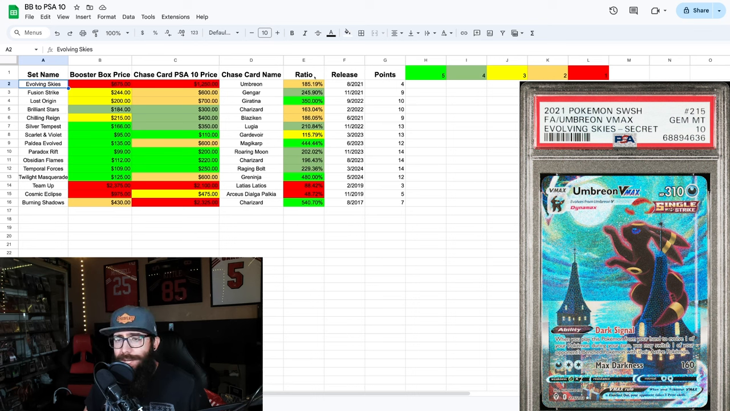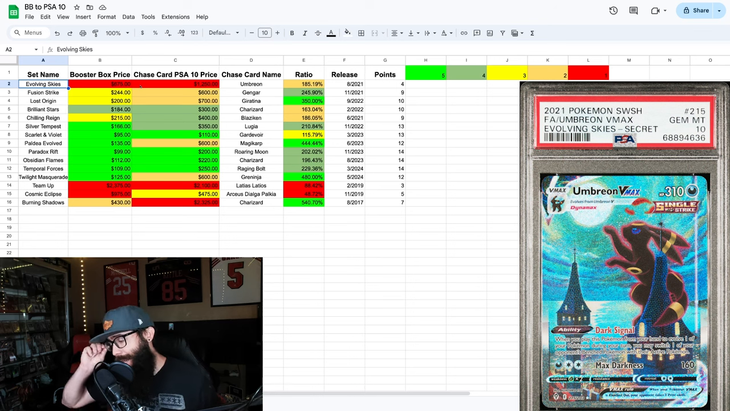So if you're factoring that into the equation, which it is factored, we got 1, 1, and 2, it gets us to 4 points. So overall, probably not the best for potential percent increases. However, with this being not in the red, that would indicate to me that if you're going to go for one of these, it should be for the booster box, because it's not exceeding the chase card price.